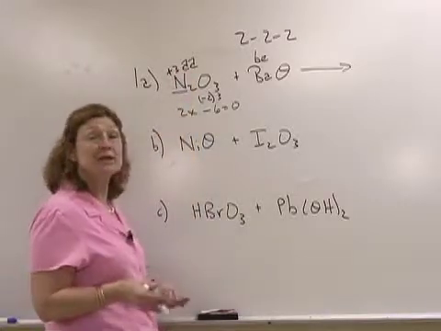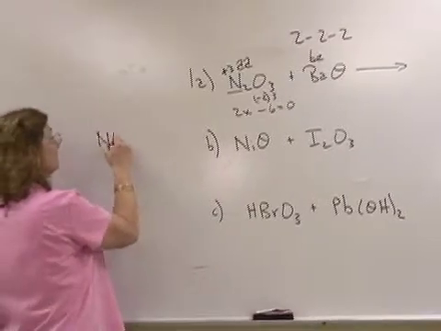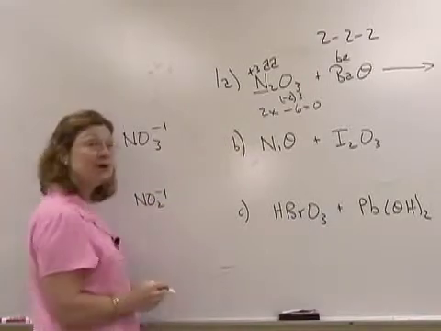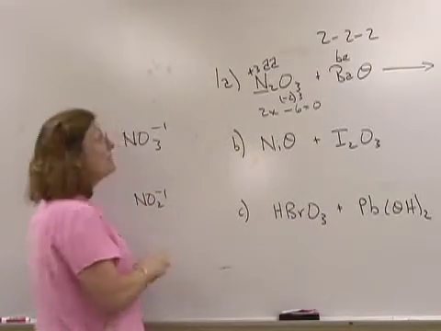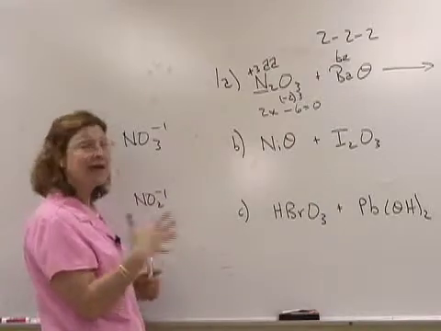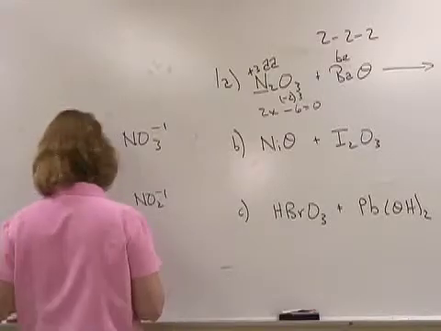Now, there are only 2 polyatomic ions with nitrogen in them, and they are nitrate and nitrite. I know it has to be one of these 2, because when we add the acid anhydride and the base anhydride, we get a salt. And we have to have a polyatomic ion because there are so many oxygen atoms here.